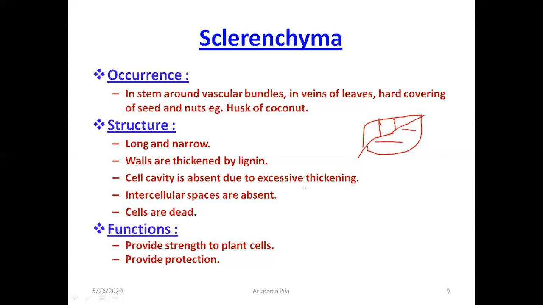Okay, meaning the thickening is so much that the inner cavity of the cell is considered completely absent. Then intercellular spaces are also absent. I told you intercellular space is the space between the cells. Then cells are dead. In sclerenchyma tissue, the cells are dead. They are not live. And we have read that in parenchyma and collenchyma, the cells are live, but in sclerenchyma, the cells are dead.